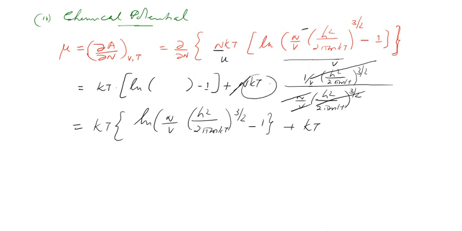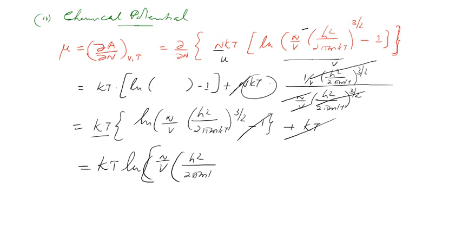So if you want, what can we do? That kT, here a minus: kT into -1 gives minus kT. This minus kT and the plus kT cancel. So what you are left with is finally very simple, that is kT log of n by v. Then once again, of course, you can use proper different brackets, h square by 2 pi m kT all raised to 3/2. So that is giving you the chemical potential.